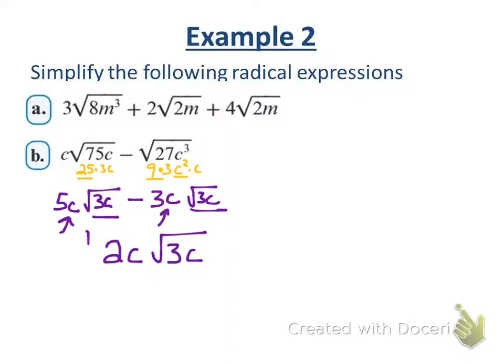What you got? I heard somebody say 3c squared. Oh, no, I didn't say that. I got the square root of 3c. Okay, maybe that's what you said. I might have. Yeah, so 2c times the square root of 3c is what we get.